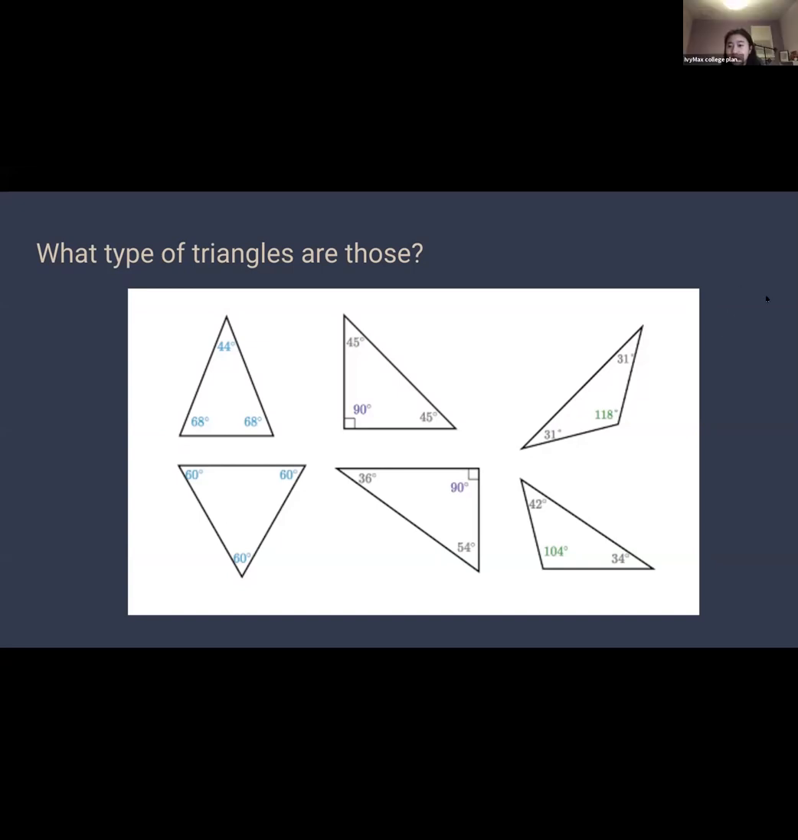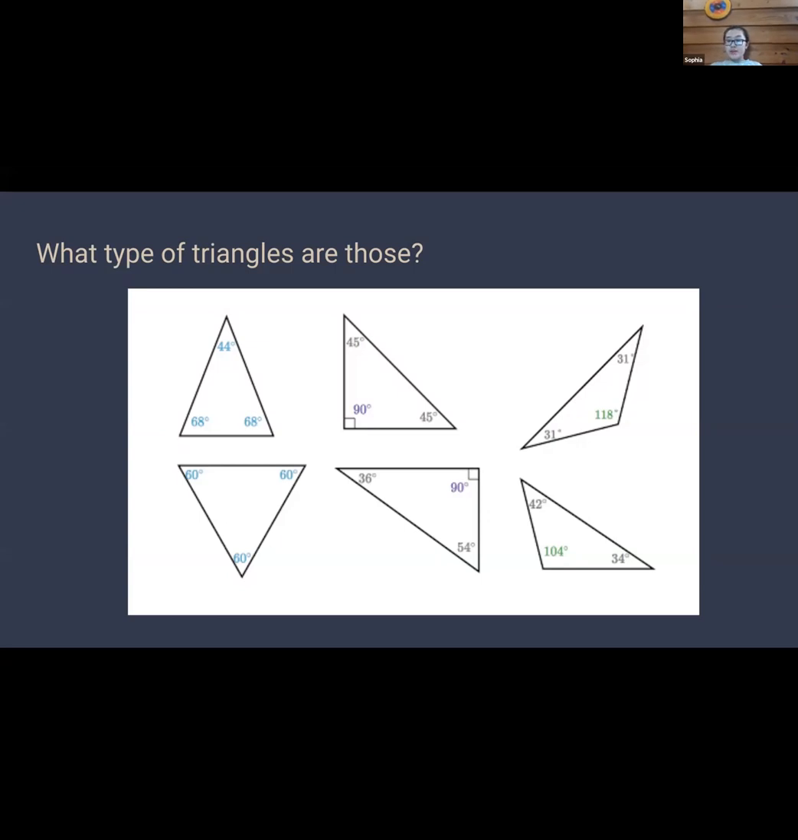Cool, and Sophia? So if you're classifying it by angles, because there's one angle that is 90 degrees, it is a right triangle. And if you classify it by sides, there are no angle measures that are the same, so you know it's a scalene triangle.